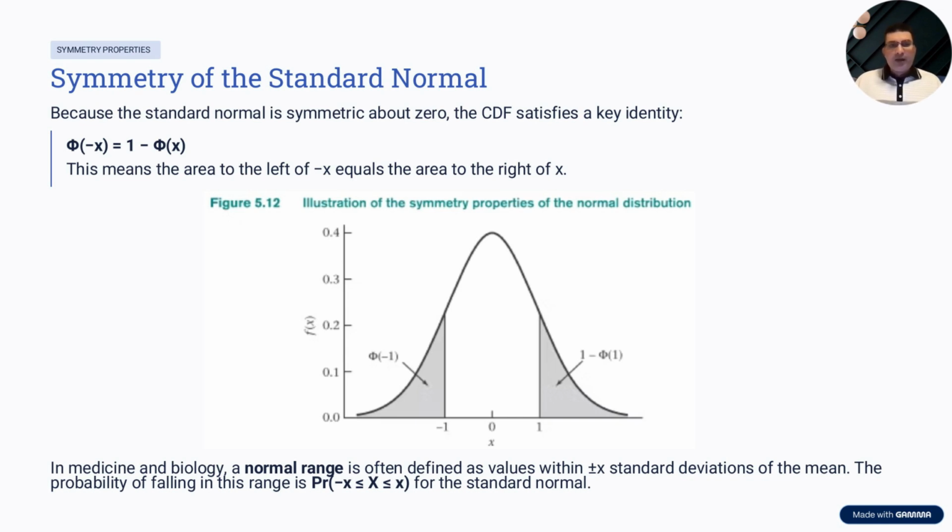And that symmetry gives us another really helpful property. The probability to the left of minus x is the same as the probability to the right of x. In other words, phi of minus x equals 1 minus phi of x. This comes up all the time when you're working with probabilities. In practice, especially in fields like medicine, we often define a normal range as values that fall within a certain number of standard deviations from the mean. So when you hear something like within plus or minus 2 standard deviations, that's really describing a range where most of the data is expected to fall under the standard normal framework.